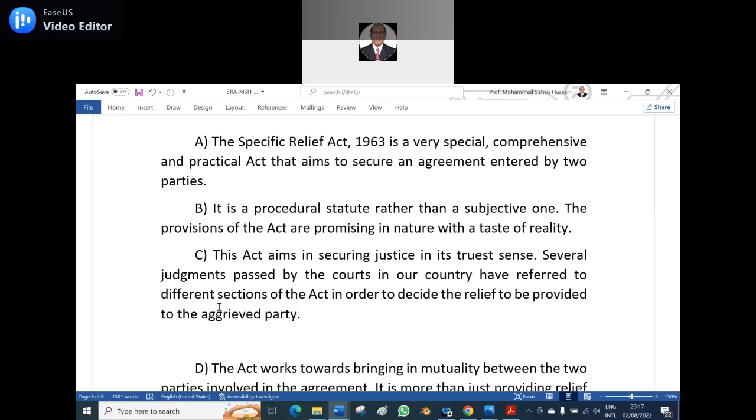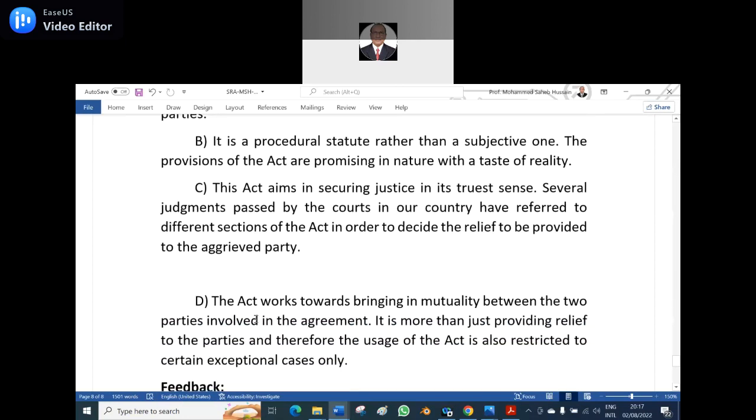Several judgments passed by the courts in our country have referred to the different sections of the Act in order to decide the relief to be provided to the aggrieved party. Yes. And here the lacuna is there. Can you find it out? What is the wrong statement here? What is the word that should be the proper word?